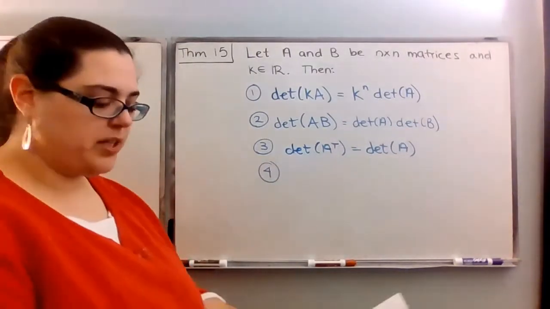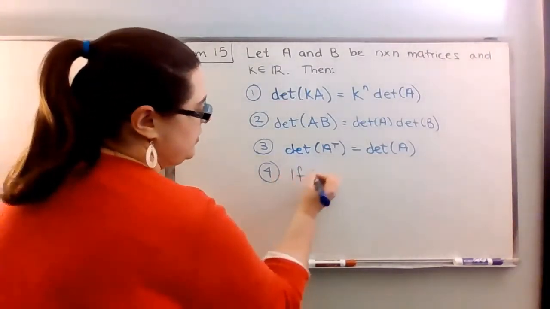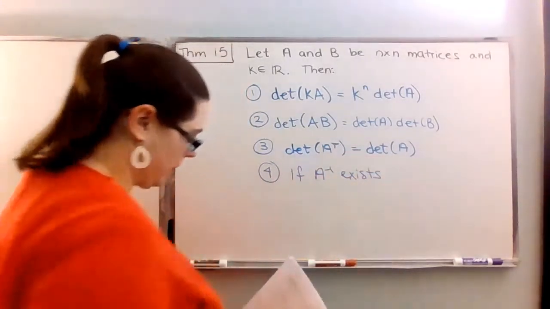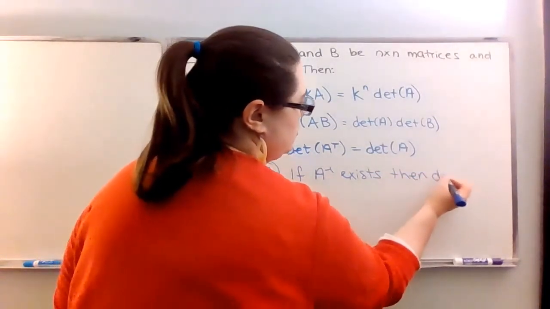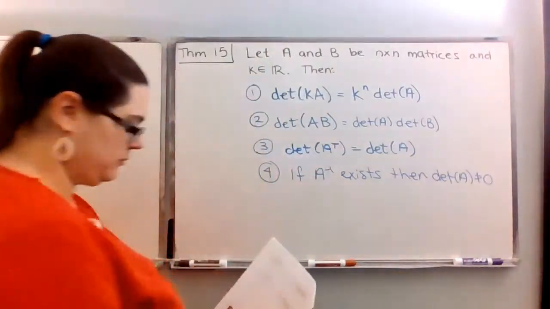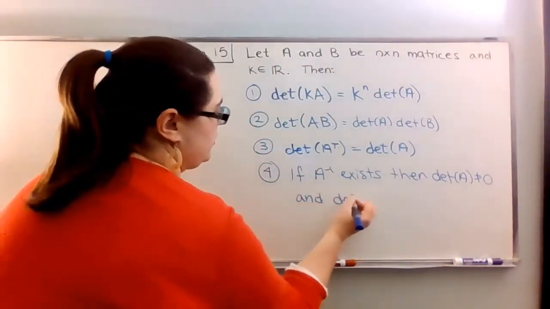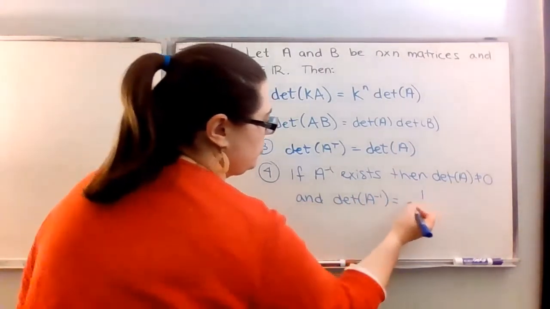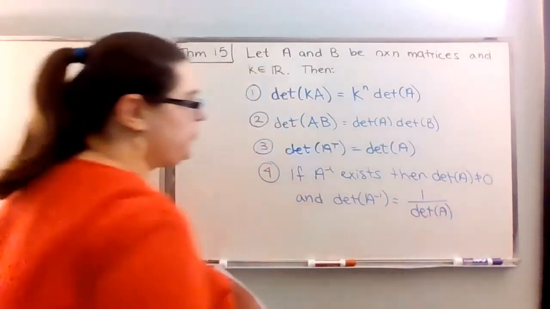And our fourth property is a little bit more long-winded. It says, if A inverse exists, then the determinant of A is not 0, and the determinant of A inverse is equal to 1 over the determinant of A.